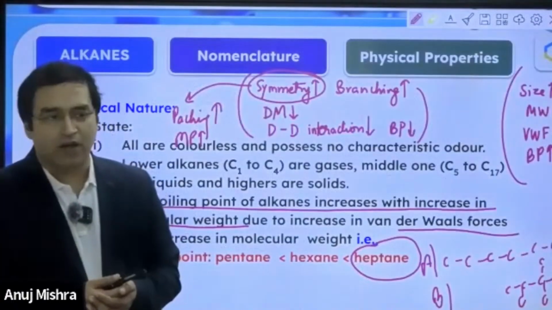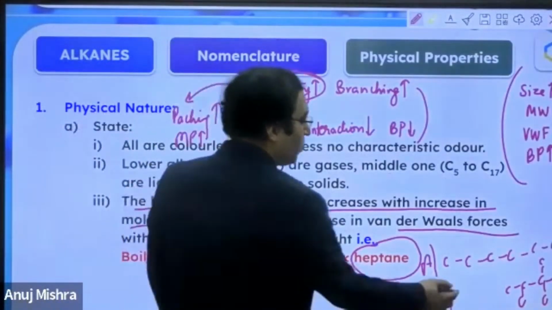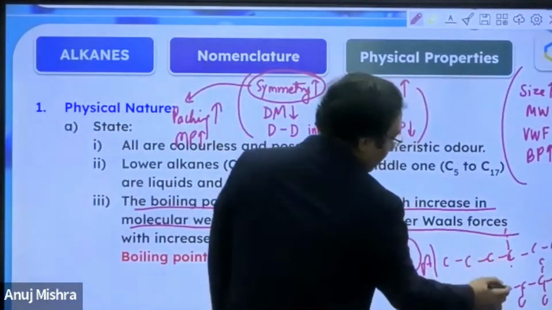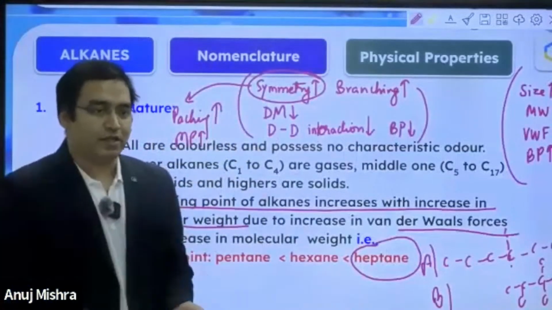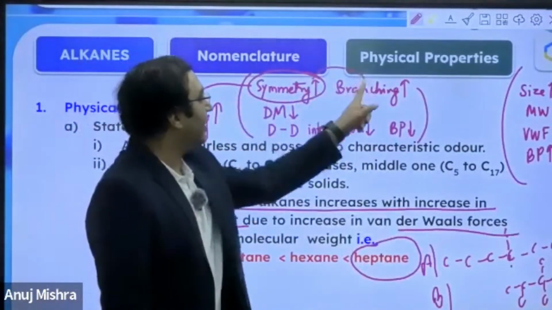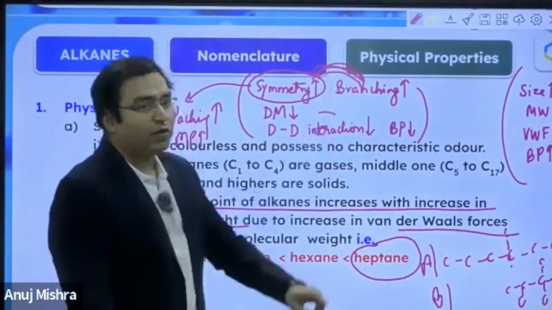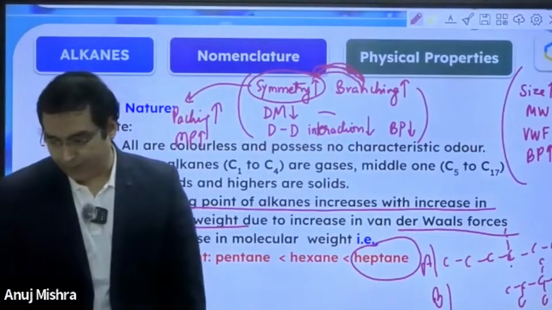Higher boiling point किसका होगा? A का. Because अब ये मत बोलना कि यहाँ पे देखो symmetry है तो सर इसके about ये symmetrical है. That's not the case. It's all about branching. That's why written very clearly. Take it as branching. Okay. Don't see in isolation. Is it clear?